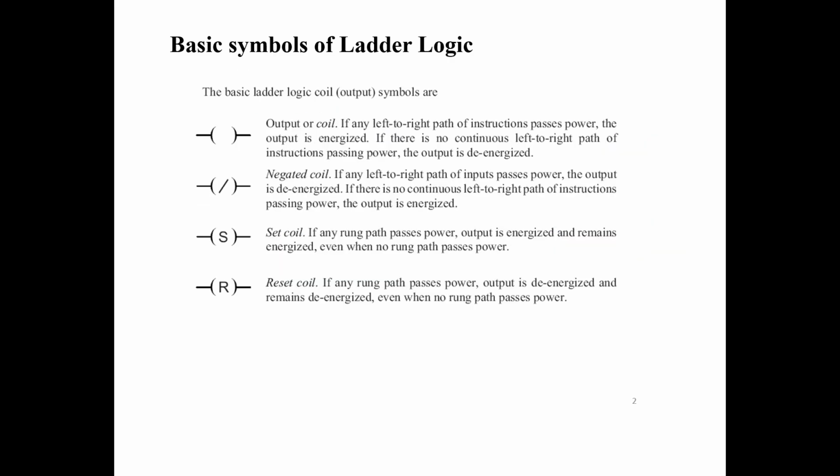Now for output, you have a general purpose output like this. When your input is carrying current, then your output will be energized. Let's say, for example, you have a ladder logic system like this, let's say this is I1, and this is the output O1, output 1, input 1. So when this one is true, it will start to carry current from high voltage to low voltage, and this will become energized.